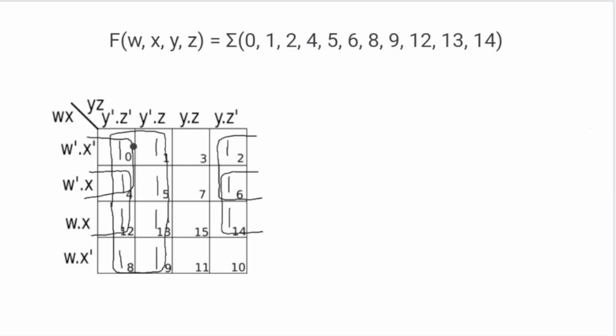Now let's proceed with the actual reduction of these groups. So I'll first reduce this quad over here. We'll say quad 1, and our quad 1 is 0, 2, 4, 6. M0 plus M2 plus M4 plus M6, and let us see what it reduces to. If we look over here, X is changing its state, W complement is same, so we'll take W complement.